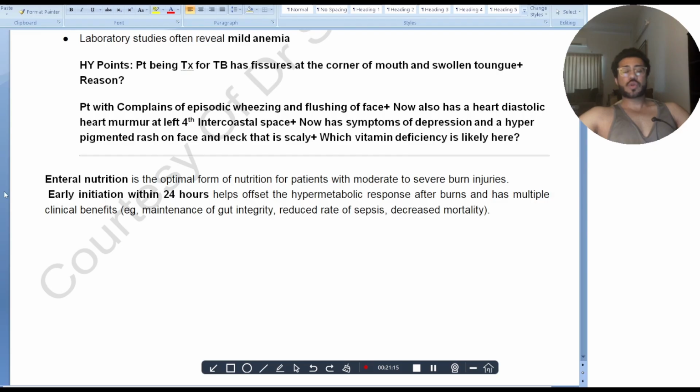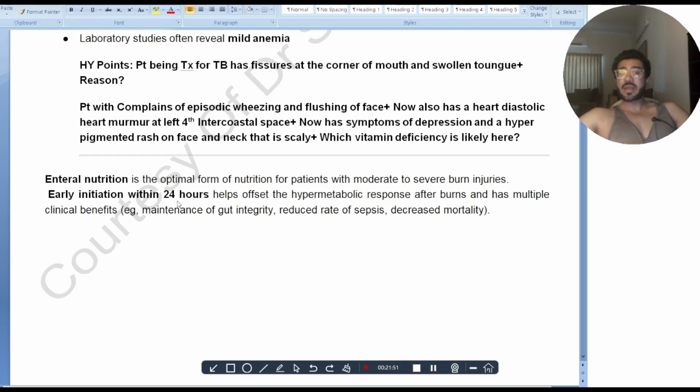Enteral nutrition. So what is enteral nutrition? Enteral nutrition means nutrition through the mouth, and parenteral nutrition means nutrition given through the intravenous route. So enteral nutrition is the most likely optimal form of nutrition for severe burn injuries. It can be counterintuitive, as you can say that the patient has burn injuries, the patient cannot eat, but still the most optimal form of nutrition is enteral nutrition. Should start enteral nutrition within 24 hours.